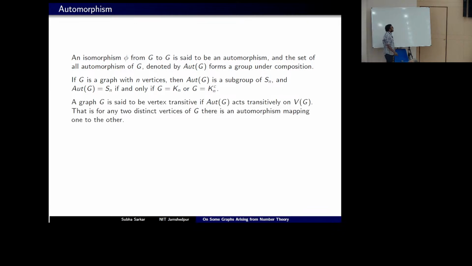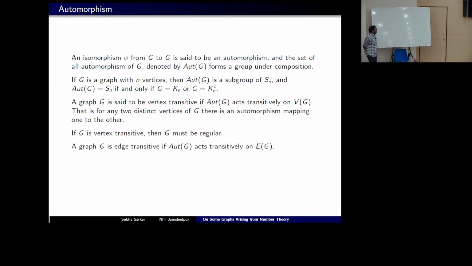Now a graph is said to be vertex transitive if Aut G acts transitively on the vertex set. That means for any two distinct vertices x and y of G, we can find some automorphism phi such that phi of x is equal to y. It is clear from the definition that if a graph is vertex transitive, then it must be regular, because it will map a vertex to a vertex of the same degree. But of course here also the converse is not true. You can find some regular graph which is not vertex transitive.